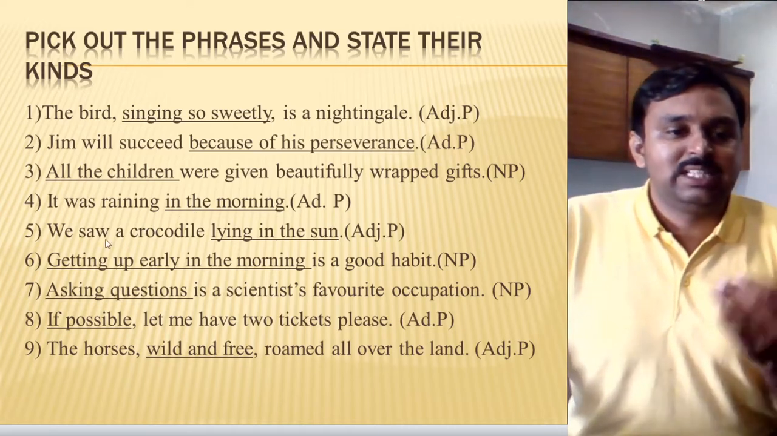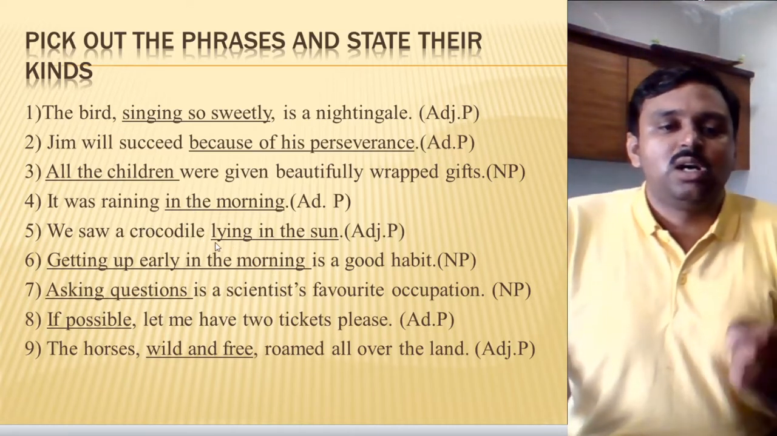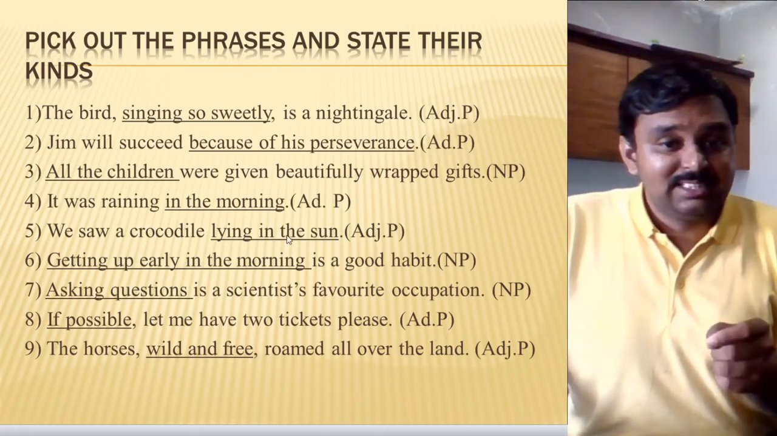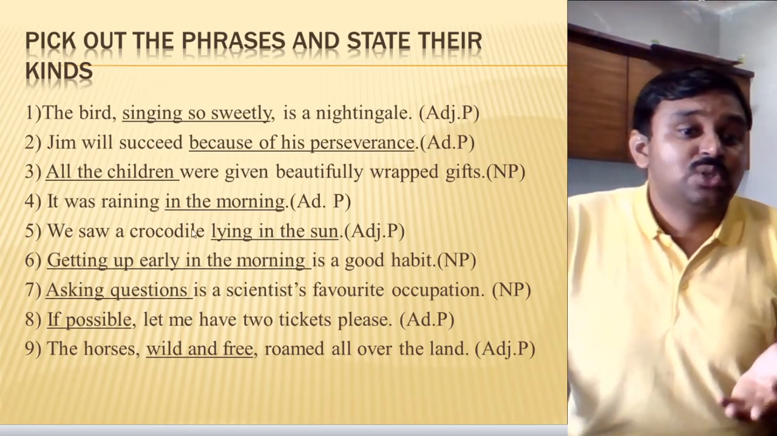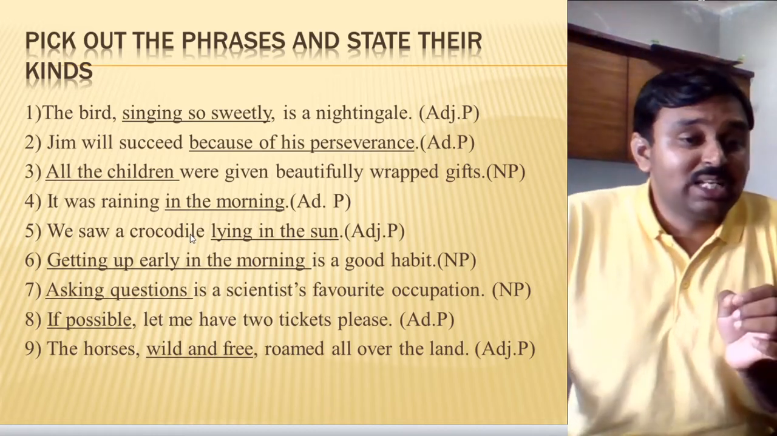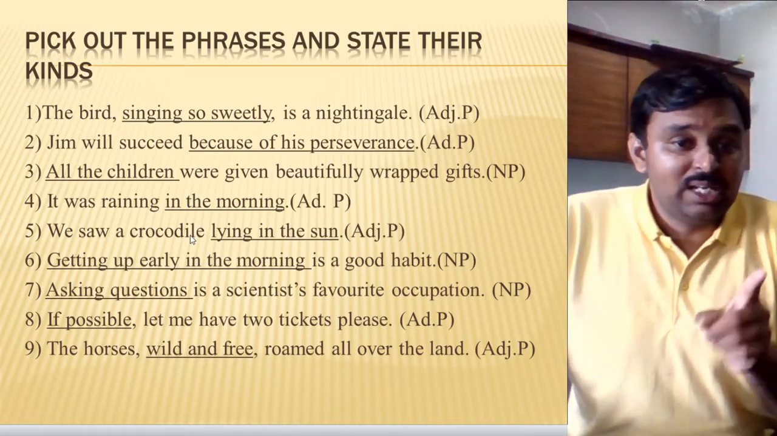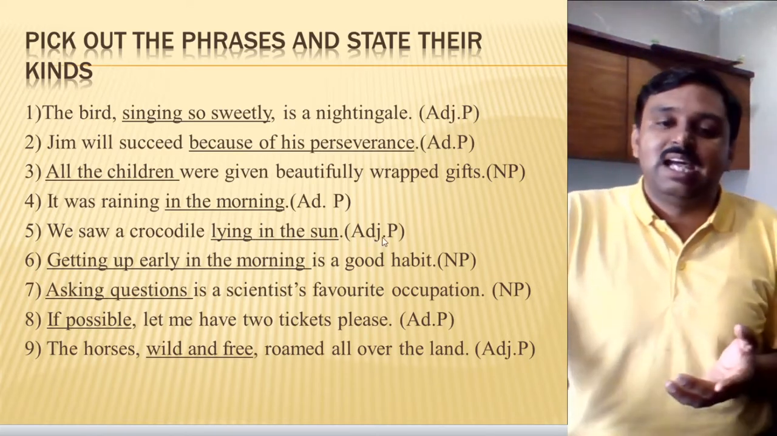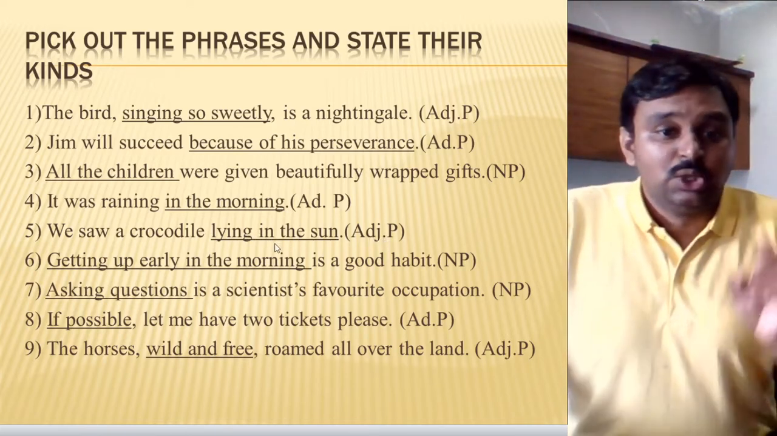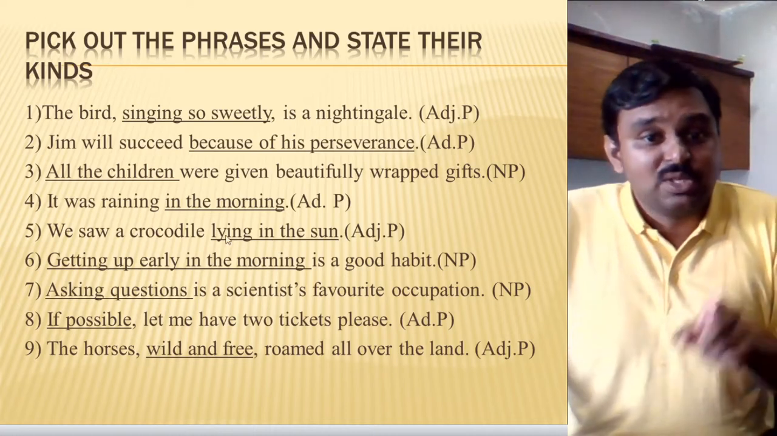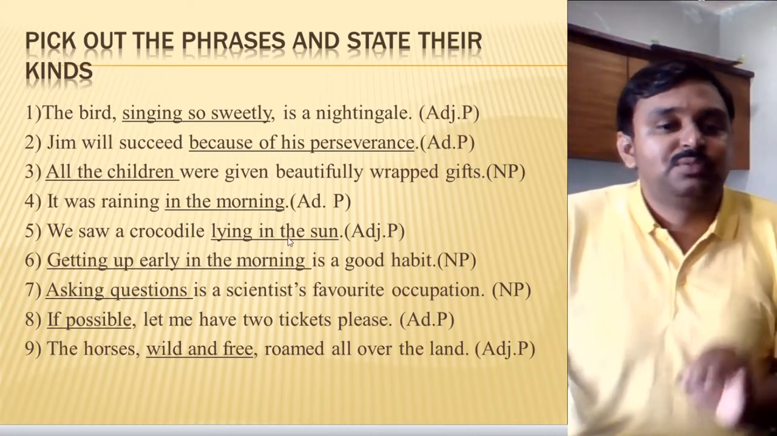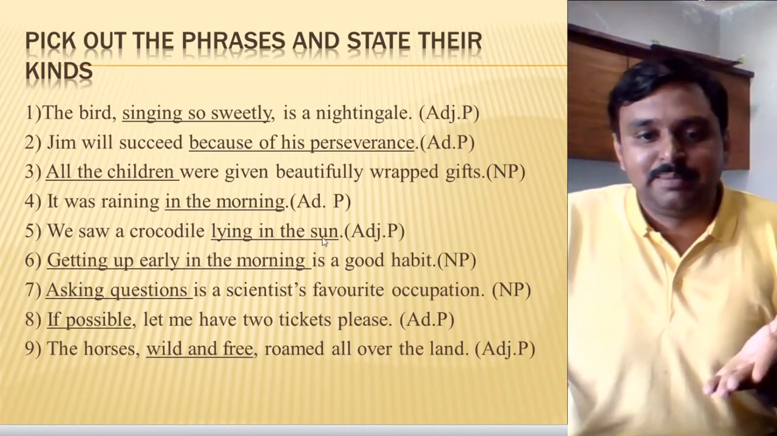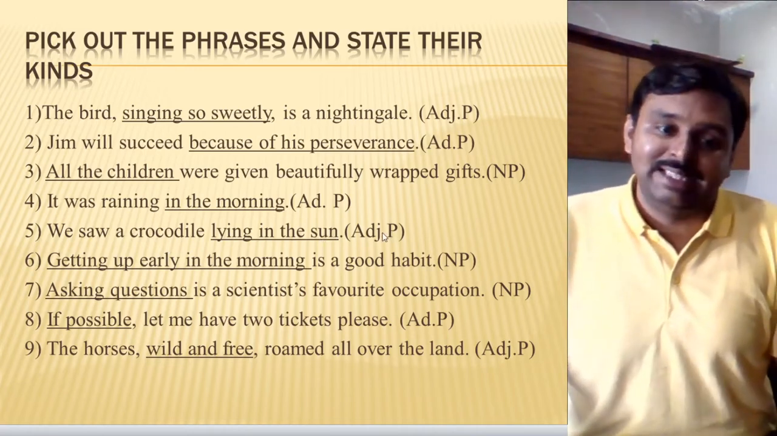Okay. Look at the next, fifth example. We saw a crocodile lying in the sun. Now, lying in the sun. Who is lying in the sun? The crocodile. Now, what is crocodile here? A noun. So, when a noun is described by the phrase here, we call it an adjective phrase. Correct? So, here lying in the sun is an example of an adjective phrase, because crocodile is a noun here and it is described by these words.